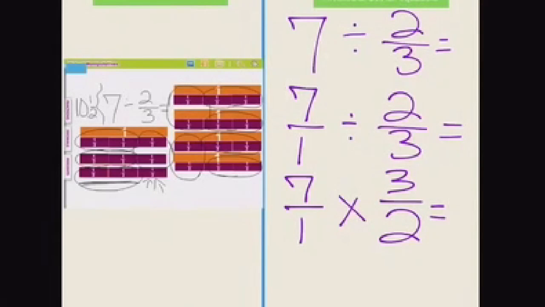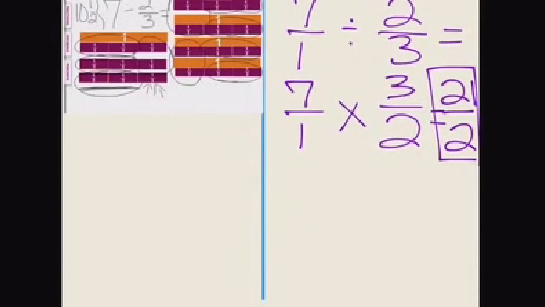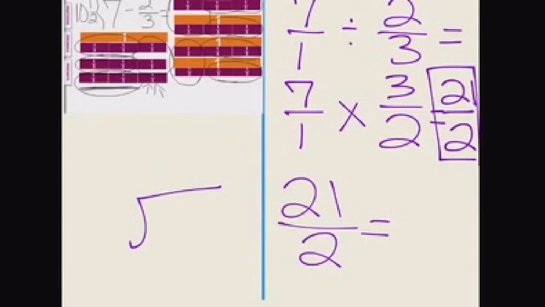Multiply straight across. 7 times 3 is 21. 1 times 2 is 2. So we get 21/2. But we're going to go ahead and simplify that. Remember to change an improper fraction to a mixed number. You're going to do 21 divided by 2.